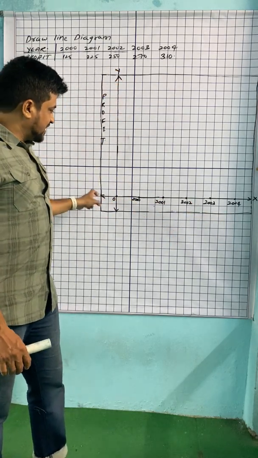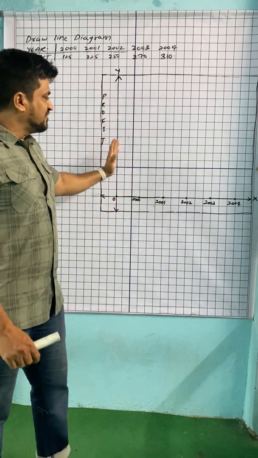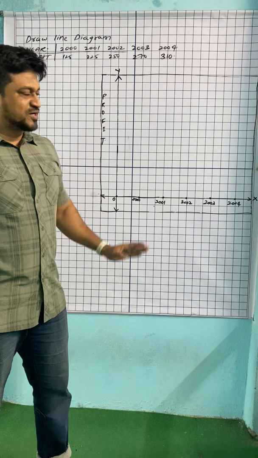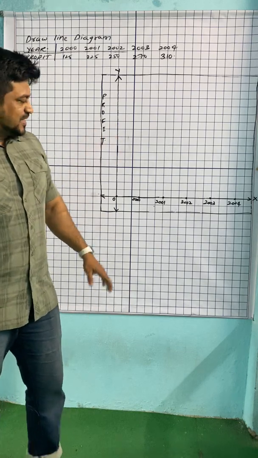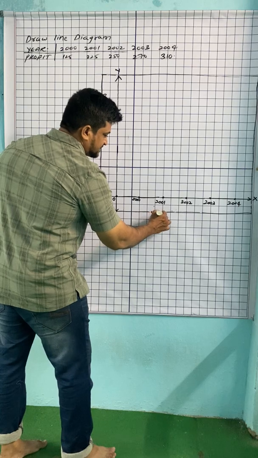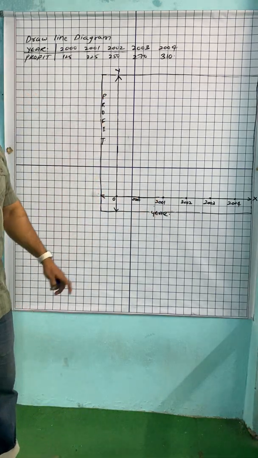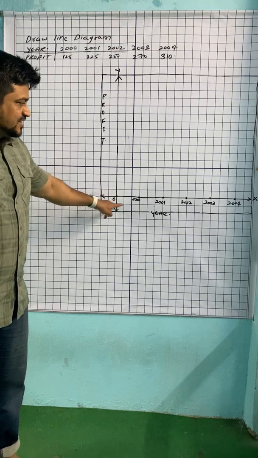You have to take one line here and one line here, by leaving two lines from the bottom, or you can leave 3 lines from the bottom and 3 lines from the left side. Then whatever the first value given is, you can write here, and profit or profits you have to write on the Y scale. Now 0 is there, and years are there.